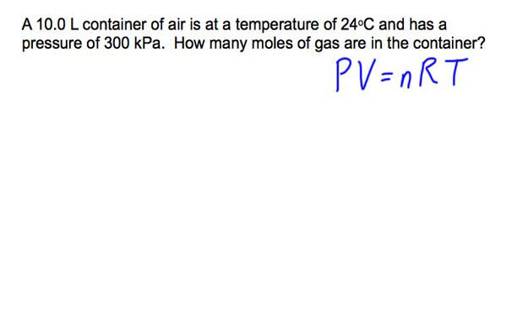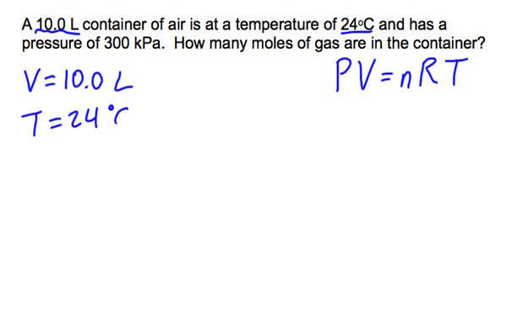So let's go to the problem and identify every value given. So the first value is 10 liters. So liters is a unit of volume, so I'm going to write V equals 10.0 liters. It says at a temperature of 24 degrees Celsius, so T equals 24 degrees Celsius, and a pressure of 300 kilopascals. So I'm going to write all of those things down. And it says how many moles are in the container. So moles has an abbreviation of n. It's not M because M is mass. We don't know that, so I'm going to write question mark.